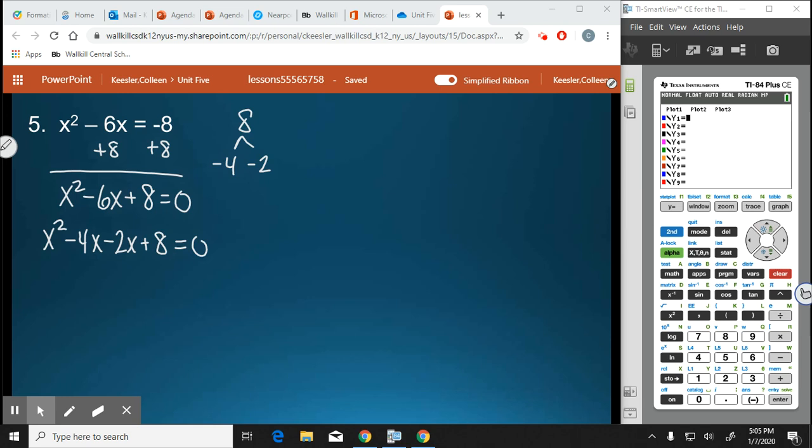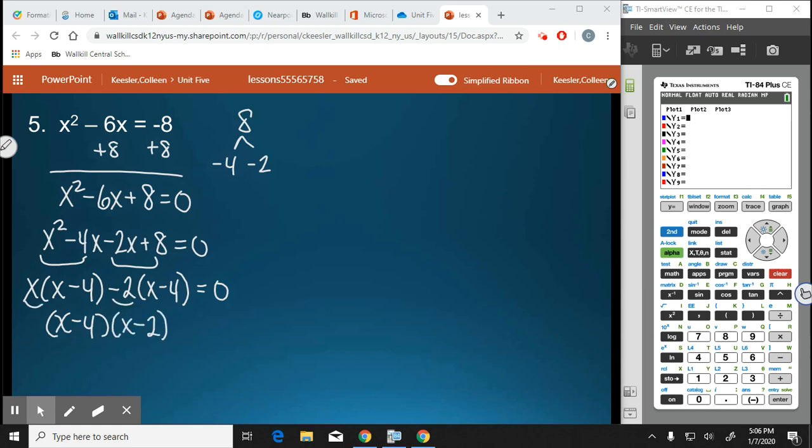And again, if you switch the negative 4 and the negative 2, you get the same answer. Factor each group. I can take out x, and I get x minus 4. I can take out negative 2, and again, I get x minus 4. So my common factor is x minus 4 in this case, and my leftovers give me x minus 2 equals 0. So two equations to solve, x minus 4 equals 0 or x minus 2 equals 0.